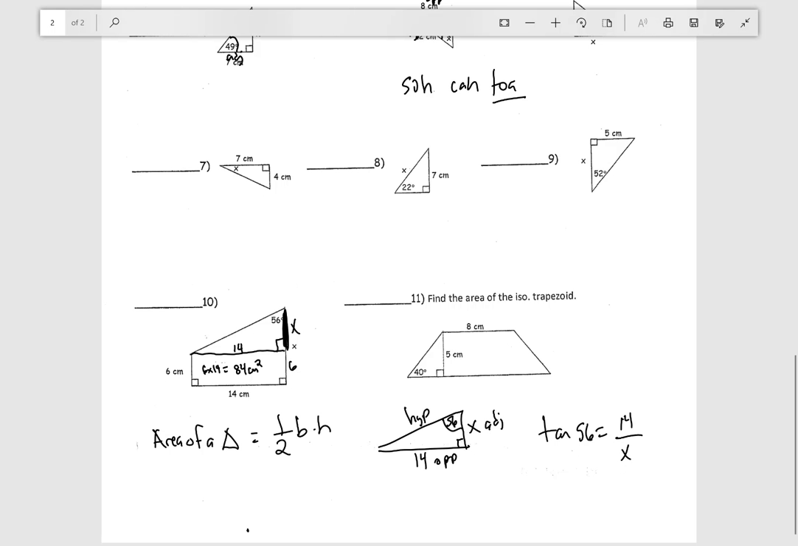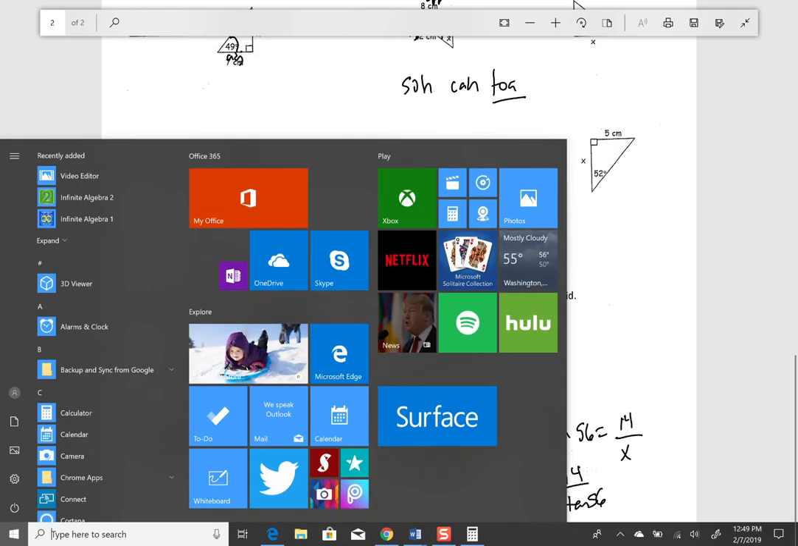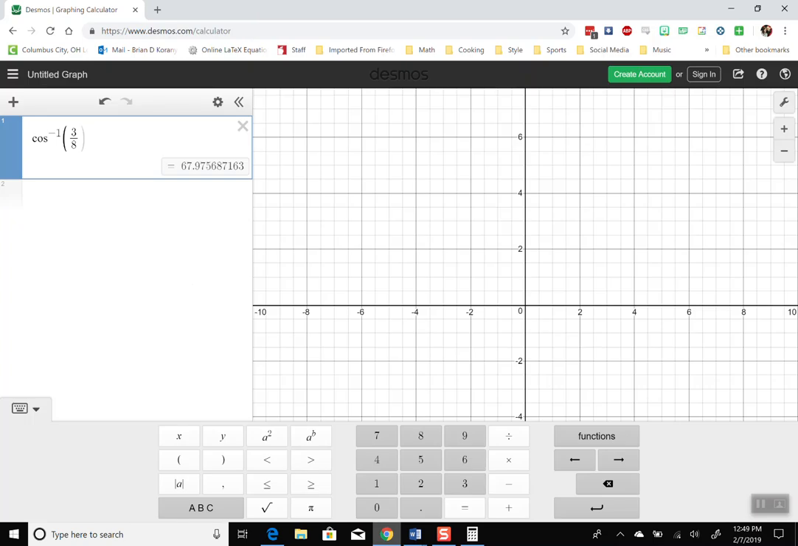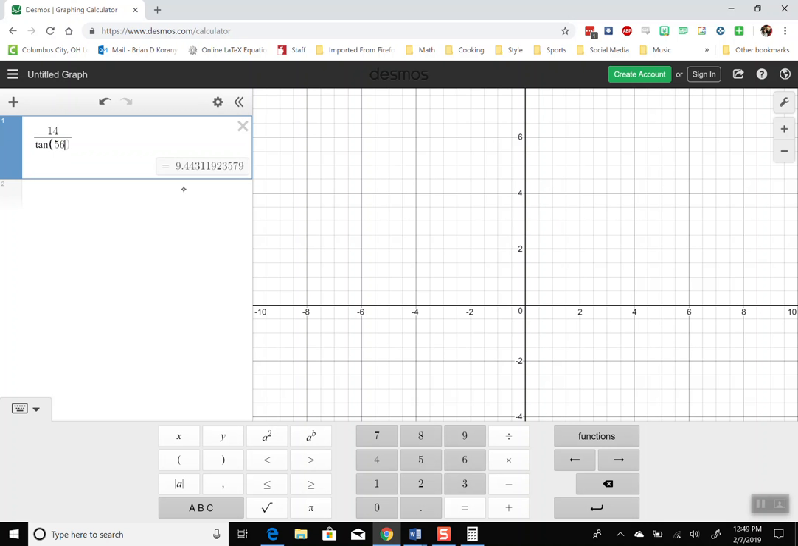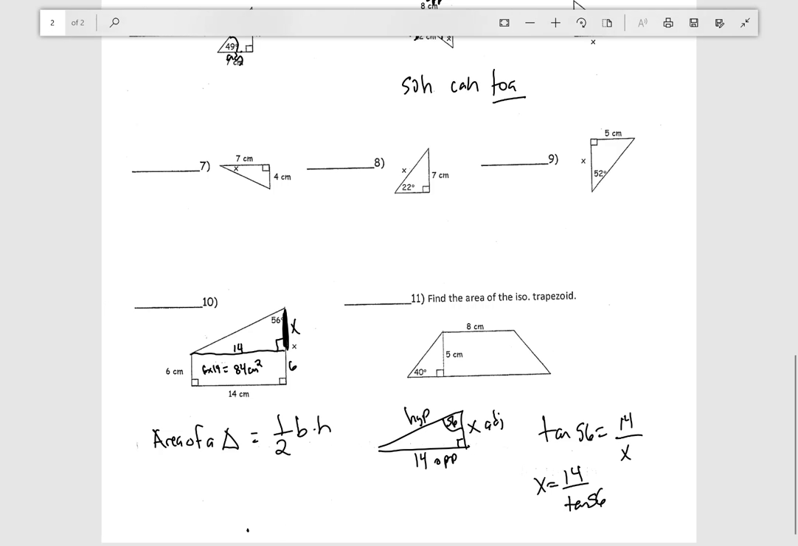So I'll solve for this. Multiply by x on both sides and divide that off. So it'll end up being x equals 14 over tangent of 56. Get that on the calculator. 14 divided by the tangent of 56. And you get 9.443. So this length right here is 9.443. That's going to allow me to do my 1/2 base times height.